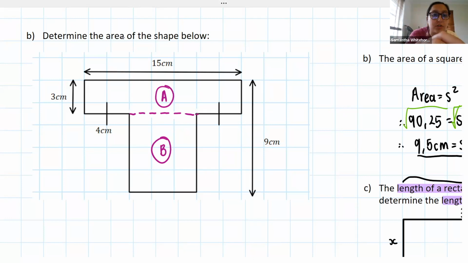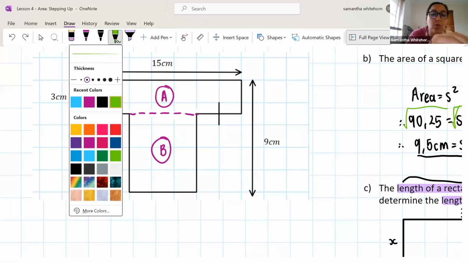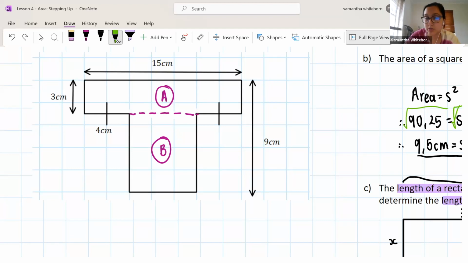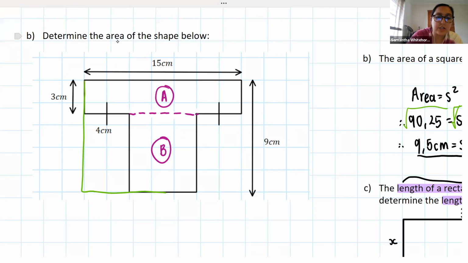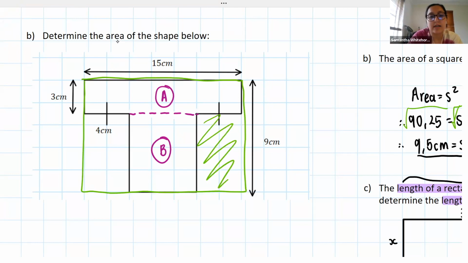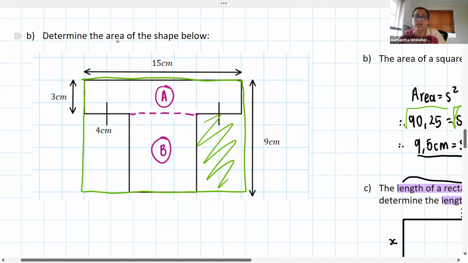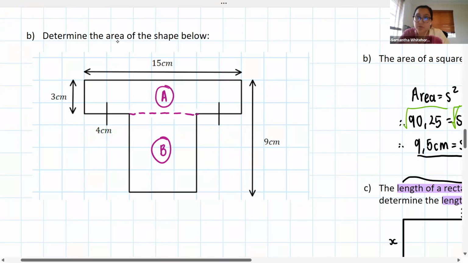Another way that you could do this, which I don't think many would think of, but some do, so it's important to acknowledge, is if you pretend that this is actually a whole complete rectangle, so work out the area of the green rectangle, and then subtract these 2 smaller rectangles on the side, you're left with the T shape. So that's another way that you can do it. Like I said, not a lot of people do it like that, but some people do, and it's perfectly fine.